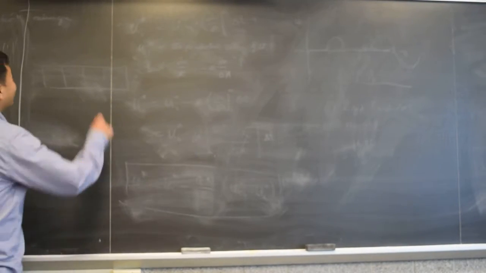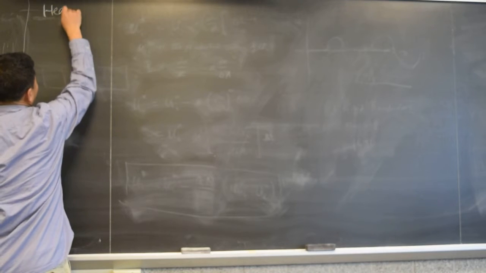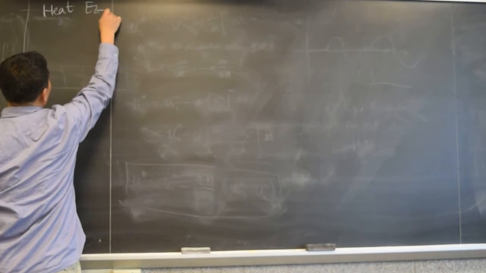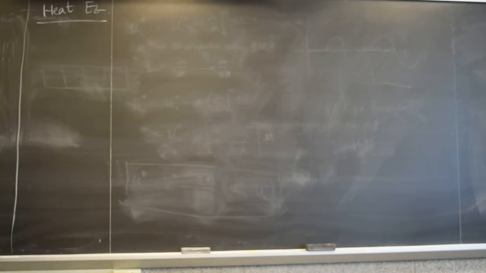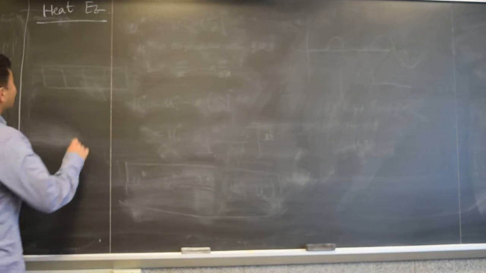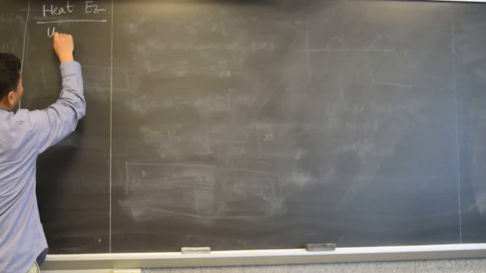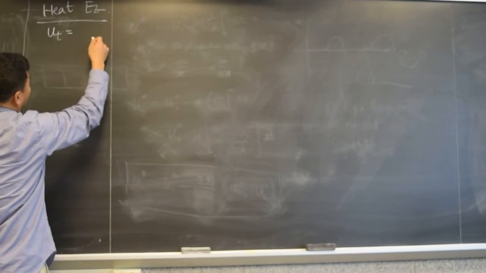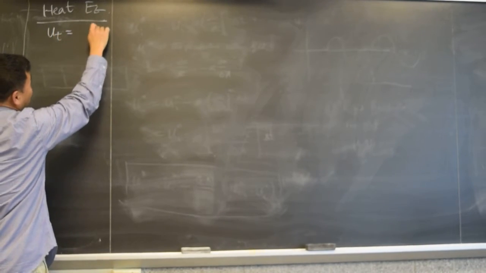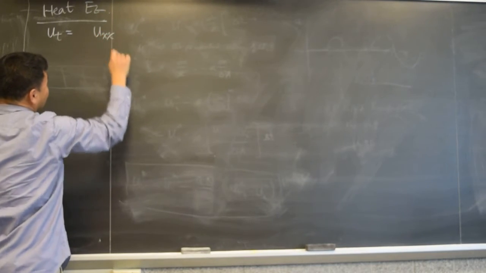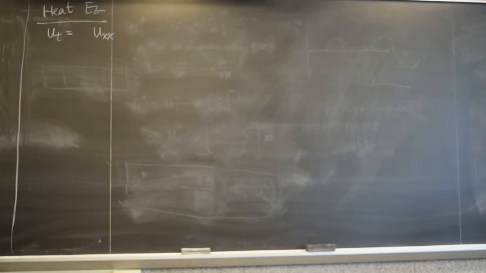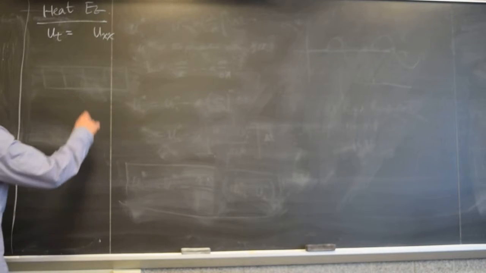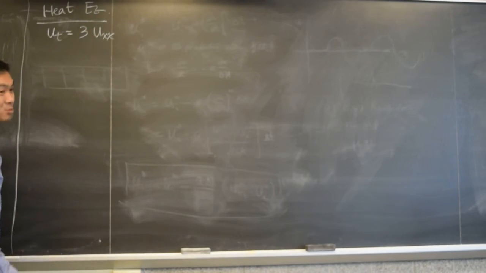Okay, heat equation. It's a partial differential equation. So we have u_t equals something times u_xx. For this example, let's put 3. I'm just putting some random numbers.